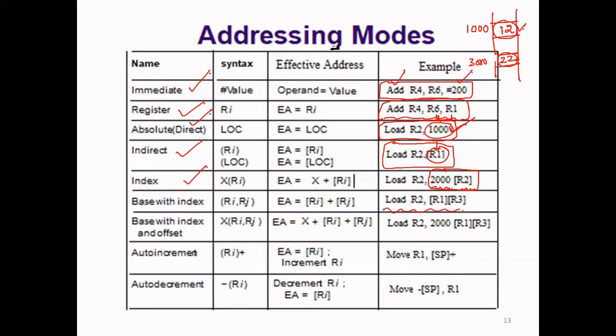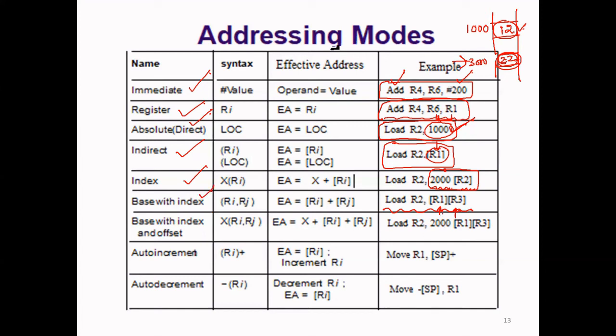And observe this instruction, this is R1 plus R3. That means some base register and index register both will be added. Suppose R1 consists of 2000, R3 consists of 1000. So what is the effective address? 2000 plus 1000, that is 3000, and directly it goes to this location and brings this data. That's why it is called base with index addressing mode.